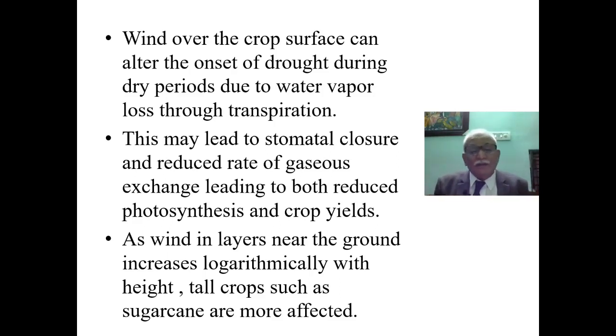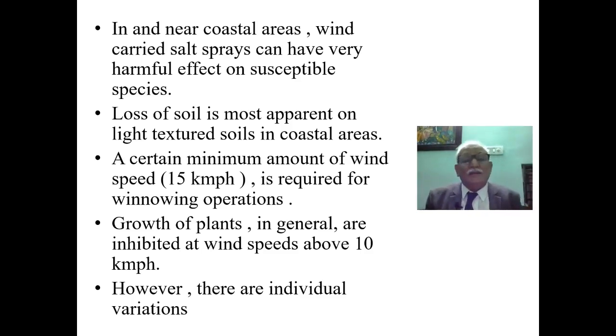Now, as wind in layers near the ground increases logarithmically with height, tall crops such as sugarcane are more affected, as are crops in and near the coastal areas. Wind-carried salt spray can have very harmful effects on susceptible species near the coastal areas. The problem is wind-carried salt spray. Susceptible crops are affected very abnormally. Loss of soil is most apparent on light-textured soils in coastal areas. A wind speed of approximately 15 kilometers per hour is required for winnowing operations after the harvest of the crop. Growth of plants in general is inhibited at wind speeds above 10 kilometers per hour.